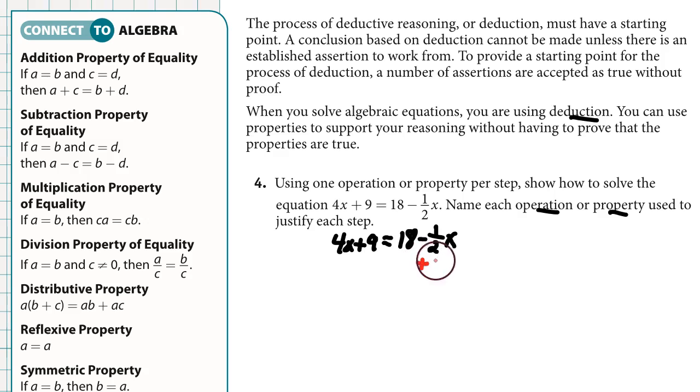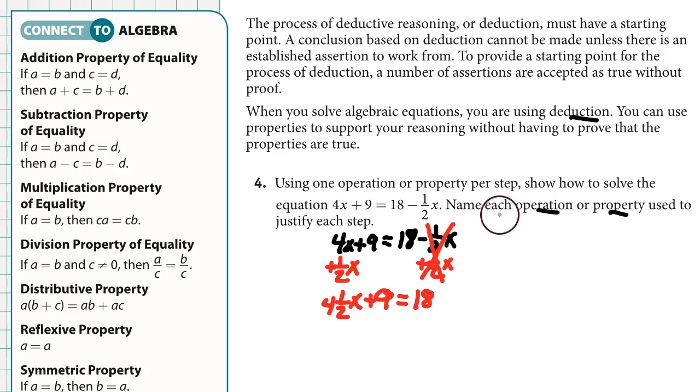Under here, we can add 1/2 x. And that's allowed as long as on the other side of the equation you also add 1/2 x to keep the equation in balance. 4x plus 1/2 x is 4.5 x. There's still a plus 9 and an equals and an 18. But by adding 1/2 x underneath the minus 1/2 x, this term canceled away out of the equation.